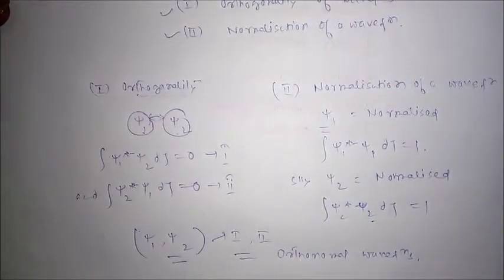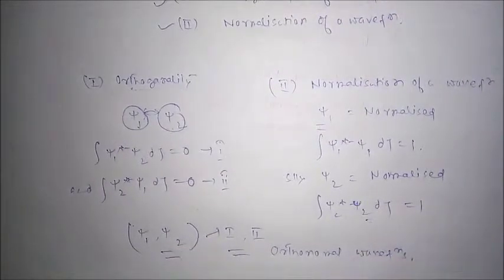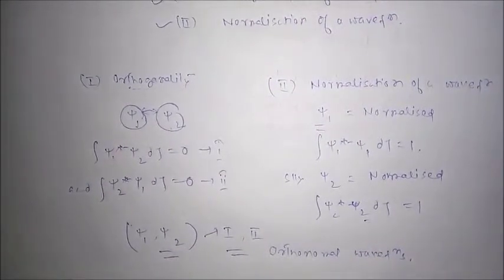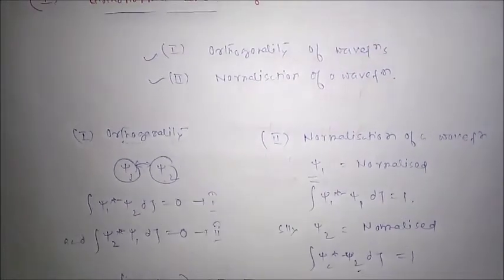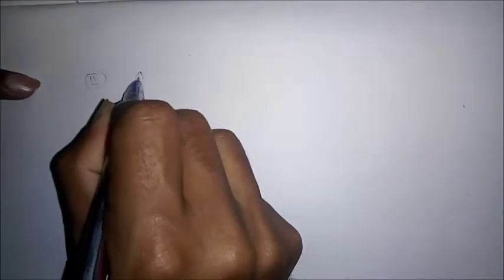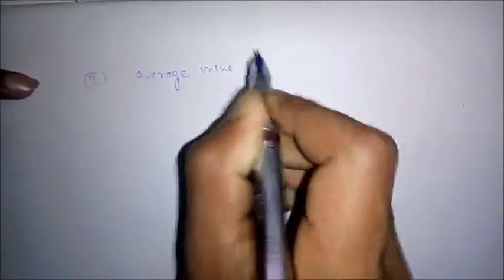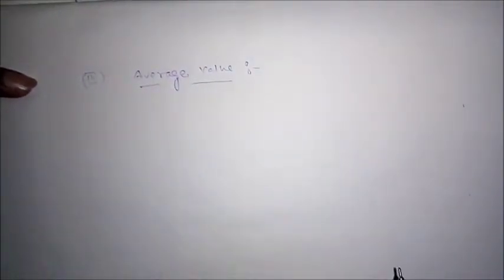Okay, we will solve problems from this part later on from the previous year question paper. So now we'll discuss the second point. What is this about? Average value of a physical property.